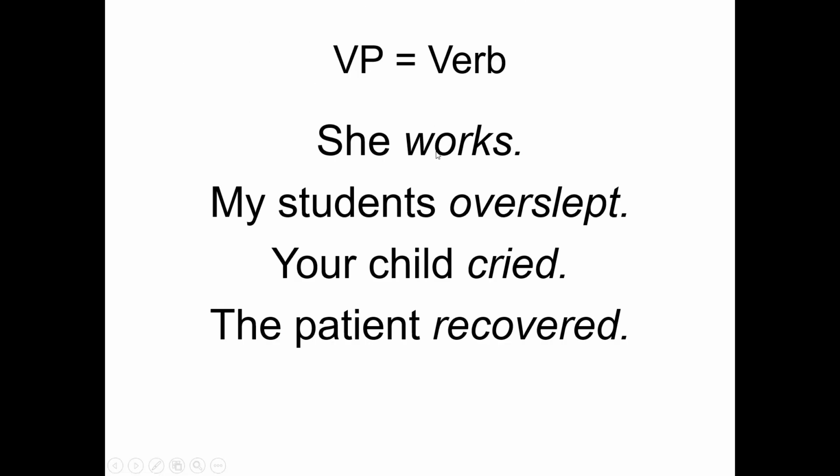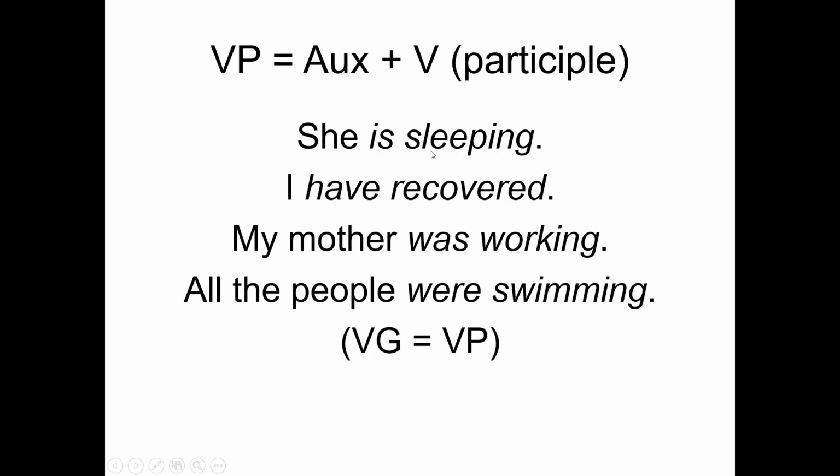Quite often a verb phrase may consist of one individual verb. What does she do for a living? She just works. She works. Why didn't they come to class? They overslept. Yeah. So it is a grammatically complete description of the event or action, like works.